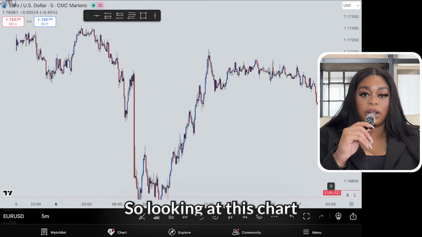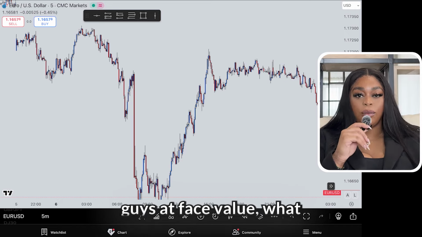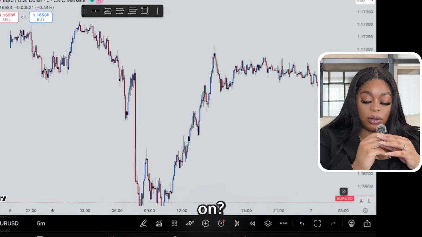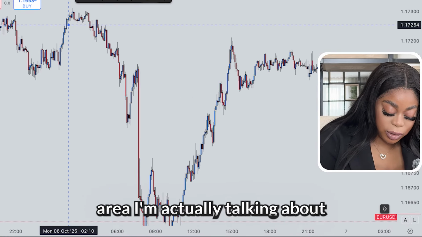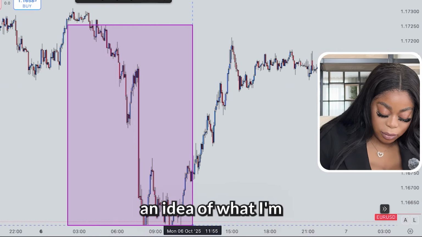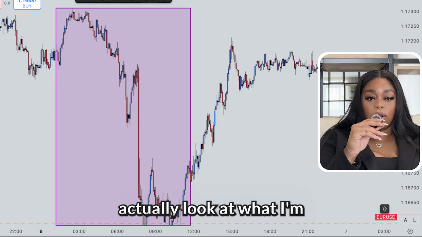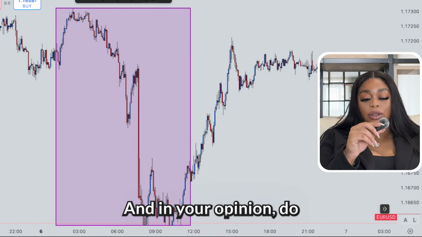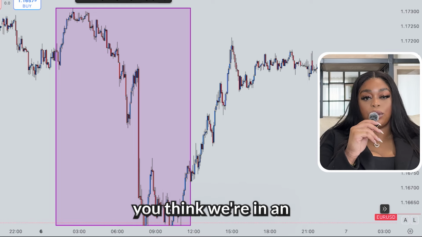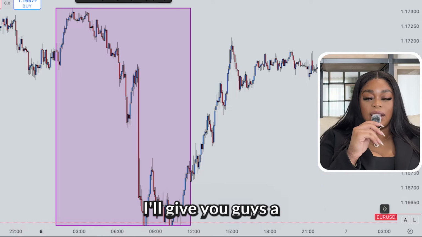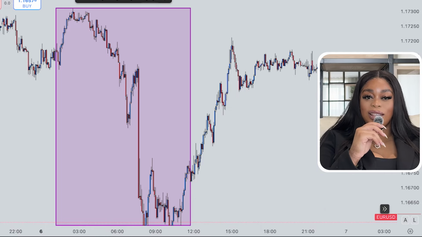Looking at this chart that I'm showing you at face value, what do you think is going on? I'm going to circle the area I'm actually talking about so you have an idea. I want you to take initiative and look at what I'm showing you right now, and in your opinion, do you think we're in an uptrend or in a downtrend? I'll give you a few seconds to think about your answer.